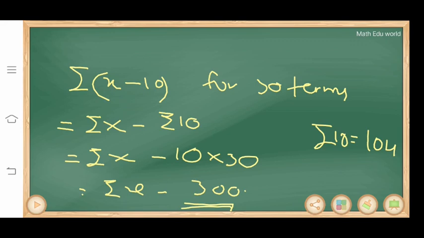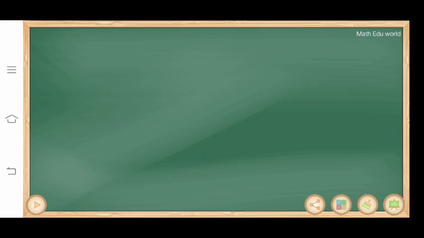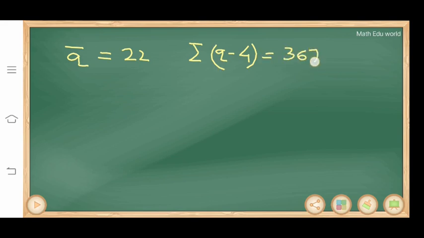Okay, so let's look at one question. Given that q bar is 22, that means mean is 22, sigma q minus 4 is 3672.